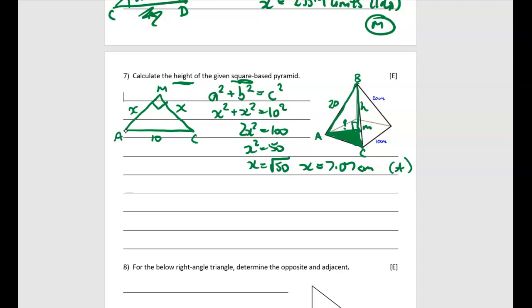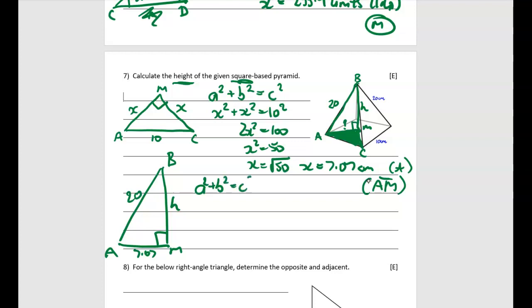So now that we know AM, so that there is length AM, we can now go ahead and calculate how high it is. So there's the triangle. So there's corner A, here's corner M, here's B. There's the right angle, there's the height. We know the slanted is 20, and we know the bottom is 7.07. So Pythagoras' theorem again. A squared plus B squared is equal to C squared.